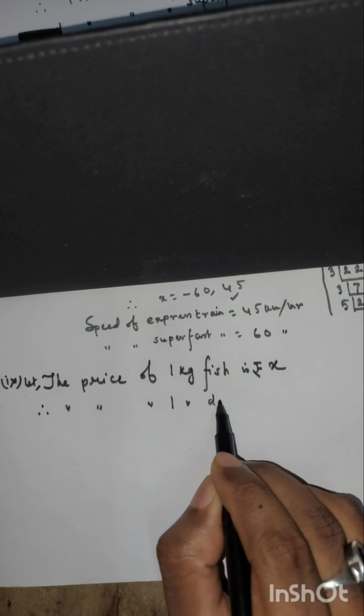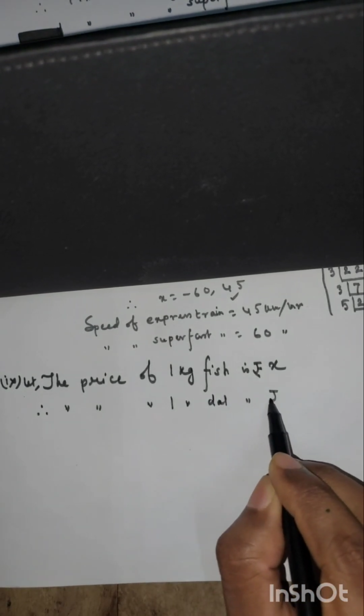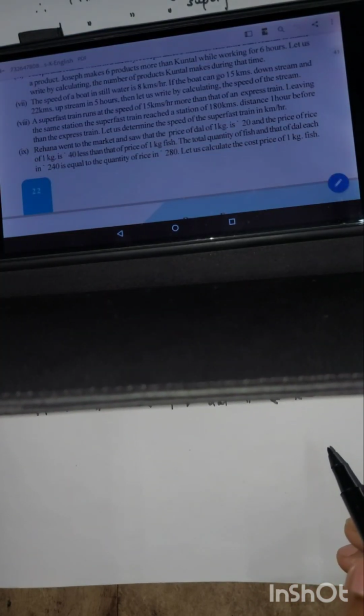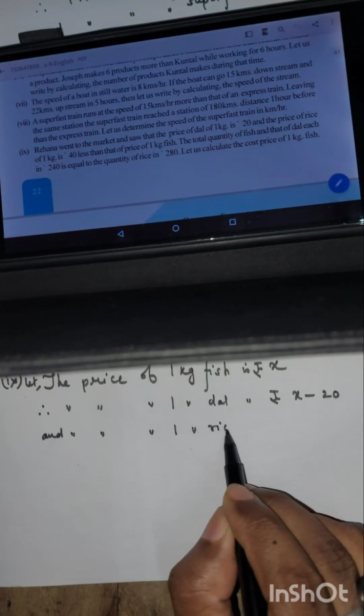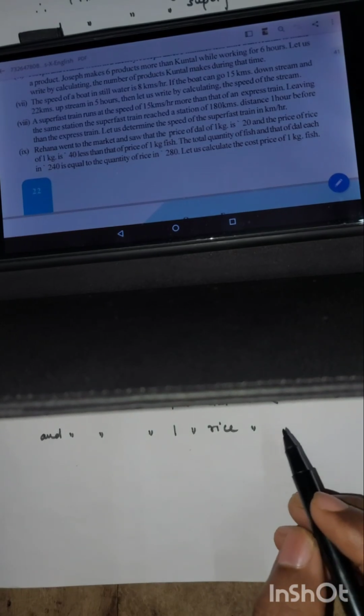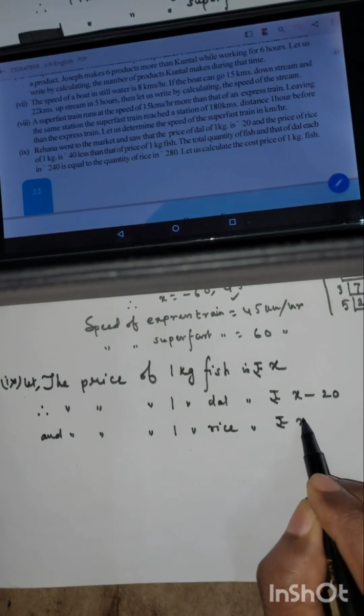Therefore, the price of 1 kg dal is rupees X minus 20, and the price of 1 kg rice is 40 less than this, that is X minus 40.